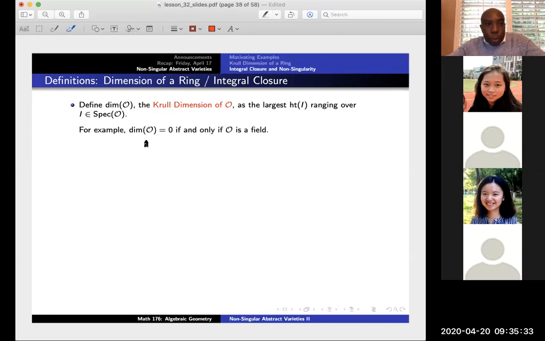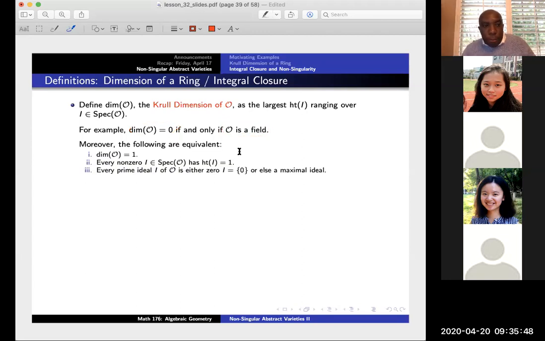One of the things you prove is that it's dimension 0 if and only if you have a field. This is one of the homework problems that I'll have you work on this week. There are some equivalent statements if you want dimension 1, and we're going to come back and talk about this today. Our ring is dimension 1 if and only if every non-zero prime has height 1. And that's equivalent to saying every prime ideal is either the zero ideal or a maximal ideal.